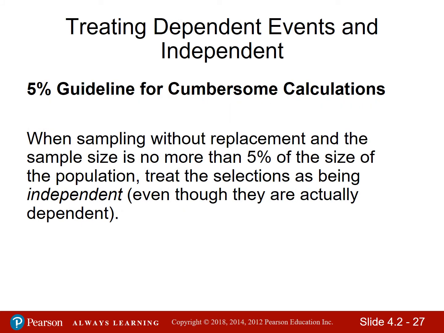The 5% guideline: when sampling without replacement and the sample size is no more than 5% of the size of the population, you treat the selections as being independent, even though they are actually dependent. So if the sample size is no more than 5%, you can treat the events as independent.